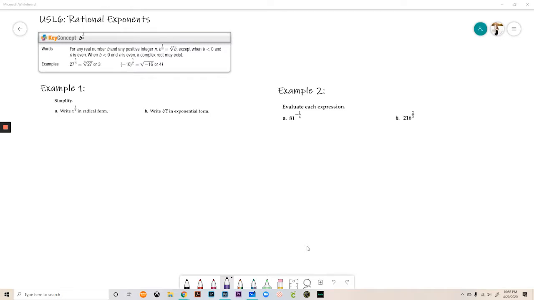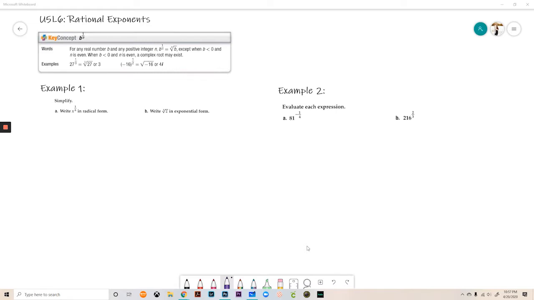Exponents, Unit 5, Lesson 6. We're almost to the end of Unit 5. We've got this section and one more lesson to go. So the idea here is that we have exponents that are considered rational, as in they're fractions.